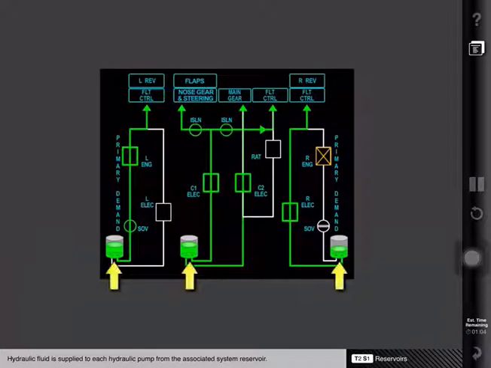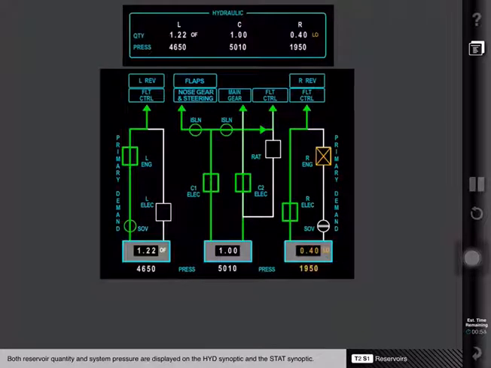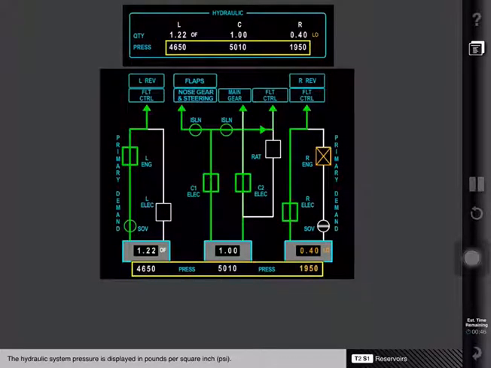Hydraulic fluid is supplied to each hydraulic pump from the associated system reservoir. The reservoirs are pressurized using pump outlet pressure. Both reservoir quantity and system pressure are displayed on the hydraulic synoptic and the status synoptic. The hydraulic system pressure is displayed in pounds per square inch.